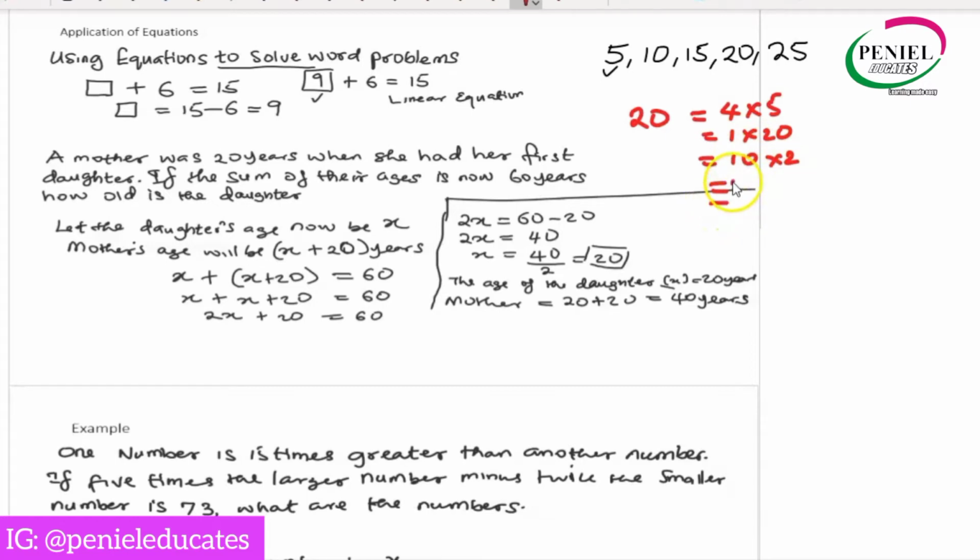So with that we can say the factors of 20 are 1, 2, 4, 5, 10, and 20 itself. Those are the factors of 20. Okay, so let's start with application of equations.